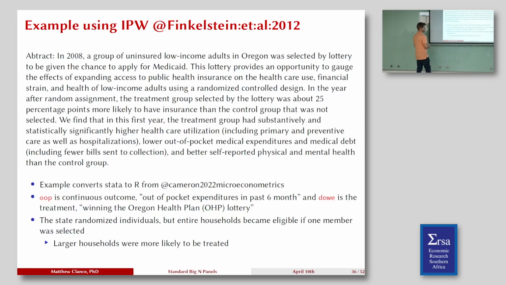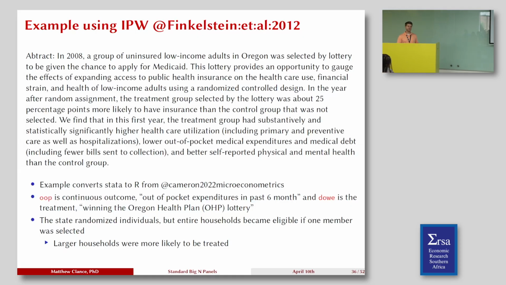But what happened was, whenever you were chosen, everyone in the household became eligible. So larger households were more likely to be treated. Even though it was meant to be random, there was a complication, because it wasn't just that you were being picked and you could then join. It's that I was picked and everybody in my family could join. So there was an issue there. It was meant to be random, meant to be an RCT, but then all of a sudden, not so random.